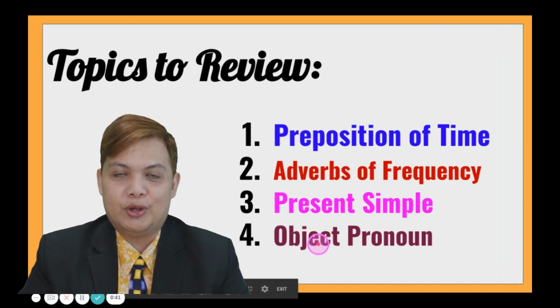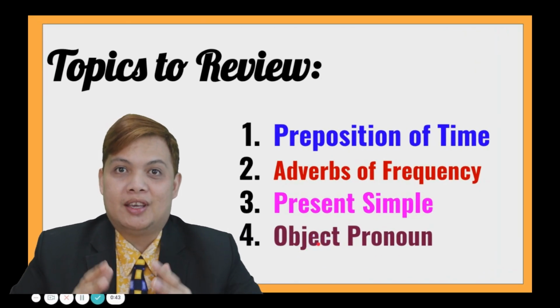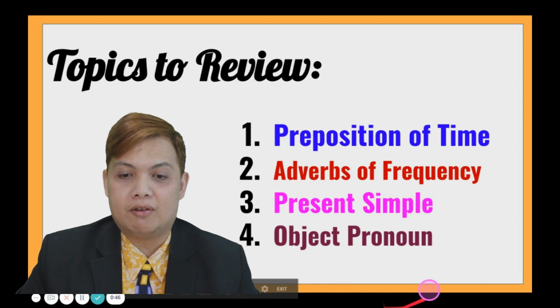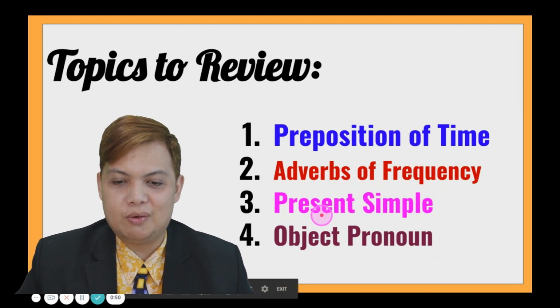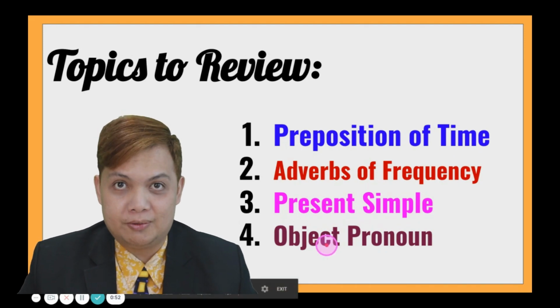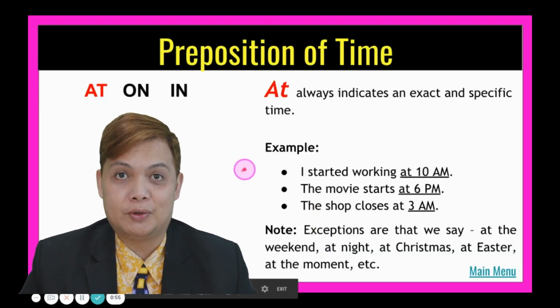So, for today, we are going to talk about the following topics as a review. Number one, we have preposition of time. Number two, we had adverbs of frequency. And number three, we have present simple and object pronoun. Let's start with preposition of time.